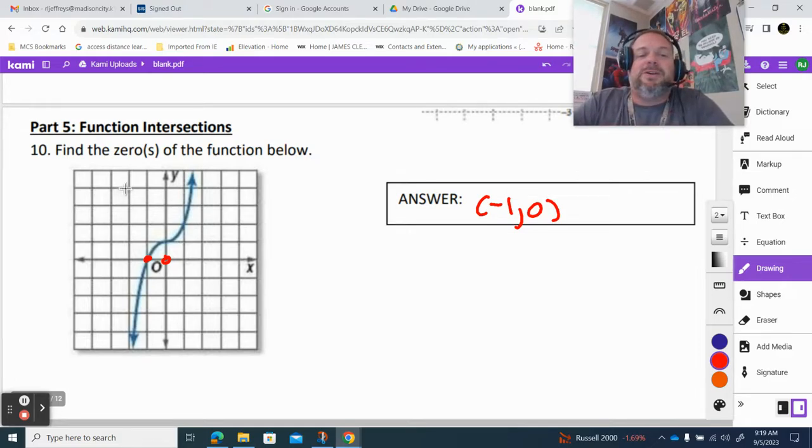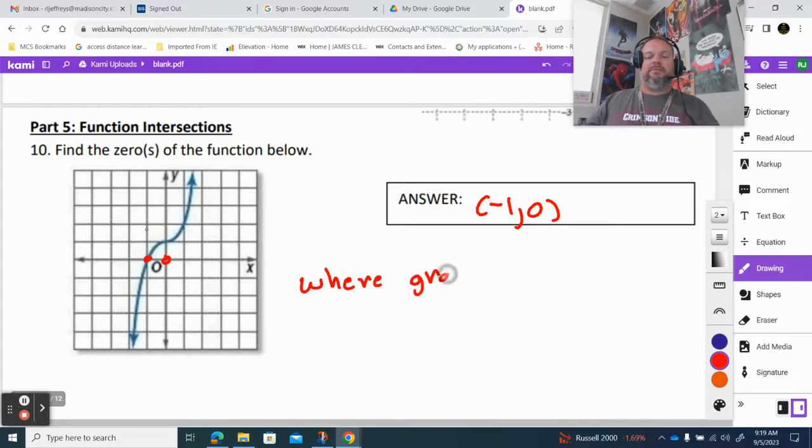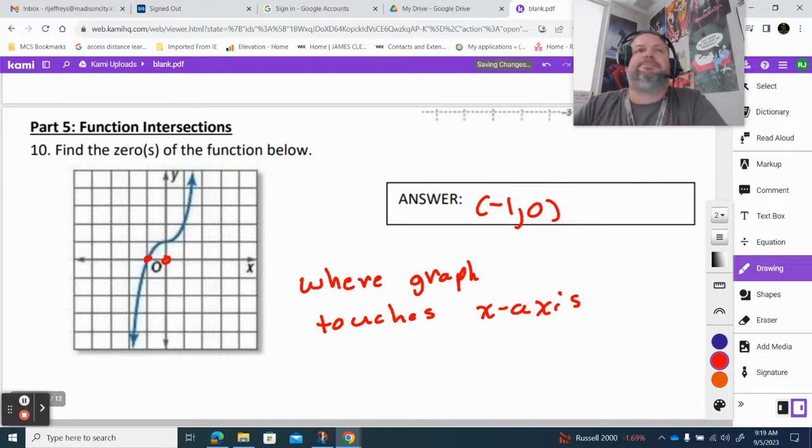Good one, number 10. Remember, a zero is where the graph touches the x-axis. That's what a zero is.